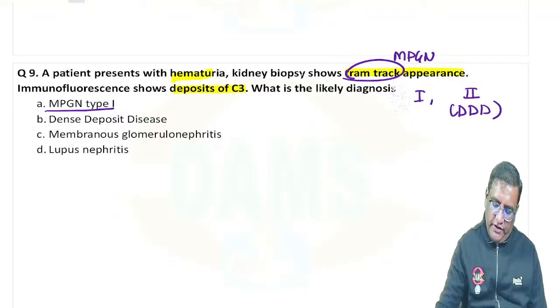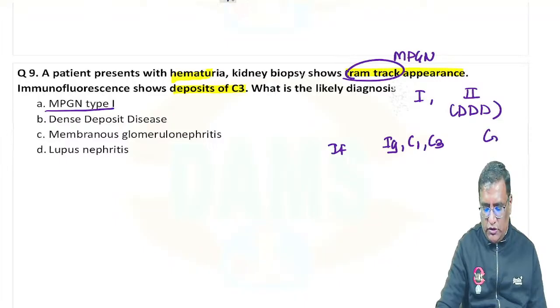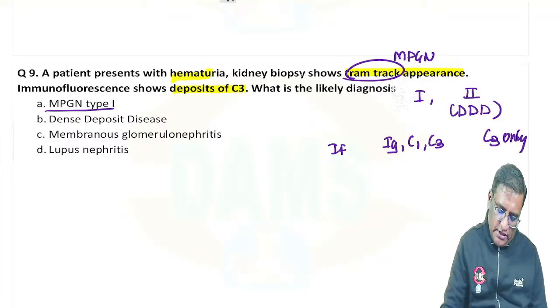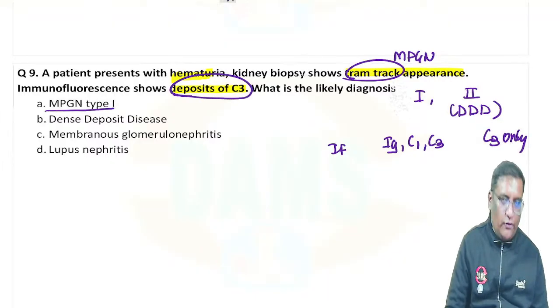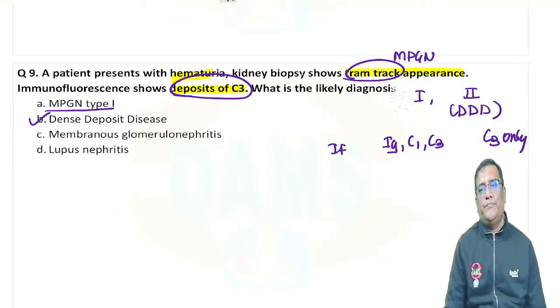Now, how do I differentiate type 1 and type 2? Type 1 on IF will show deposits of immunoglobulins and C1, C3, etc., whereas type 2 will show only C3. That is the difference. So in this case, IF shows deposits of C3 only, nothing else. That is why the answer will be dense deposit disease.